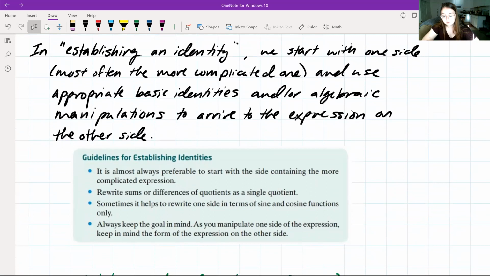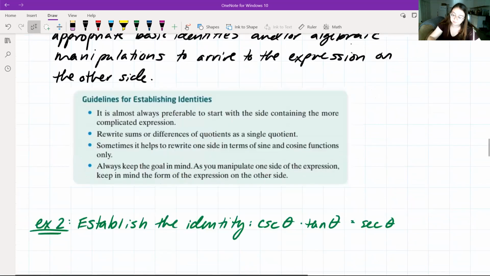So some guidelines for establishing identities. It is almost always preferable to start with the side containing the more complicated expression. You want to rewrite sums or differences of quotients as a single quotient. Sometimes it's helpful to rewrite one side in terms of sine and cosine functions only. And always keep the goal in mind. As you manipulate one side of the expression, keep in mind the form of the expression on the other side.